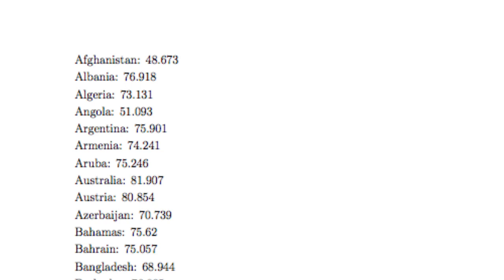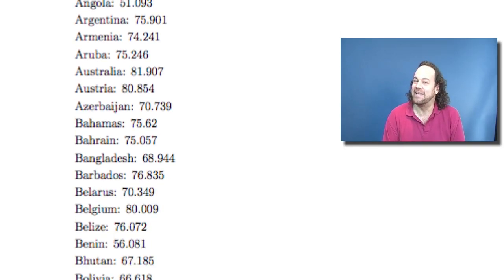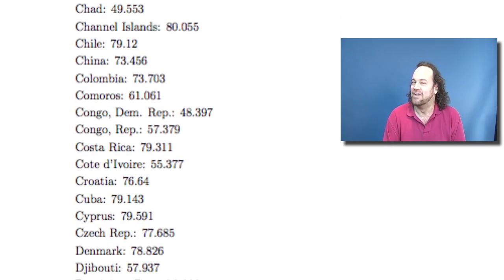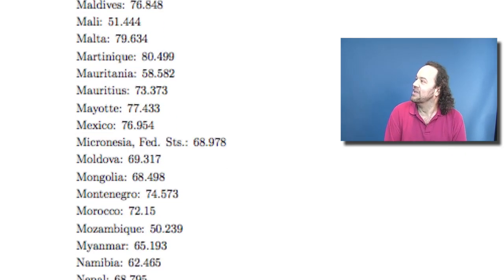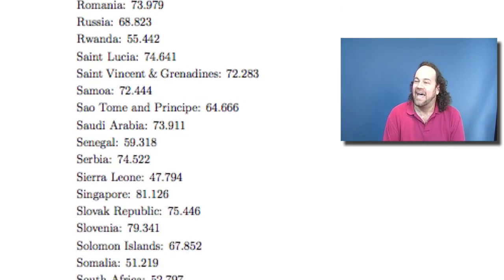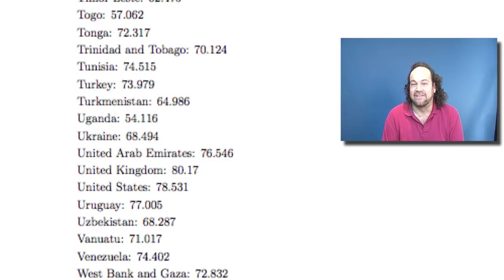In statistics, we're confronted with lots of data, and we need to try to make sense of it all. For example, here is a list of the life expectancy, the number of years that people live on average, for 197 different countries and territories around the world. Look at all these numbers. How are we going to make sense out of all this?